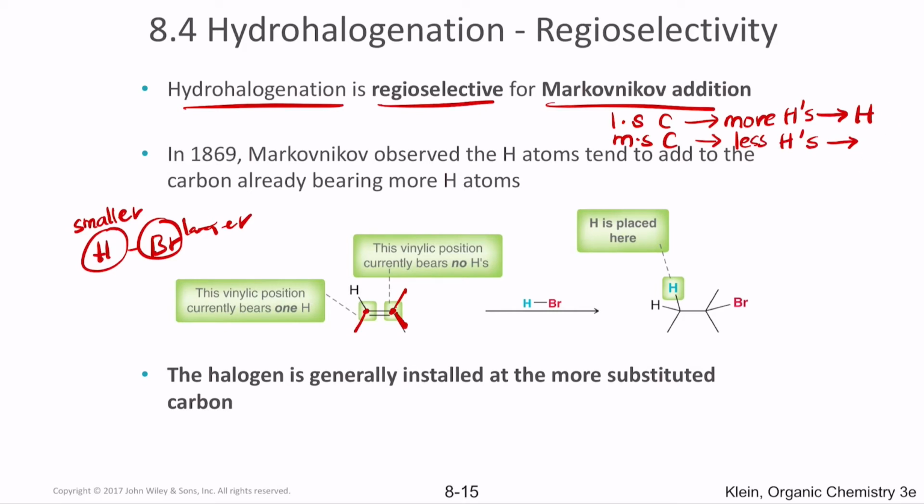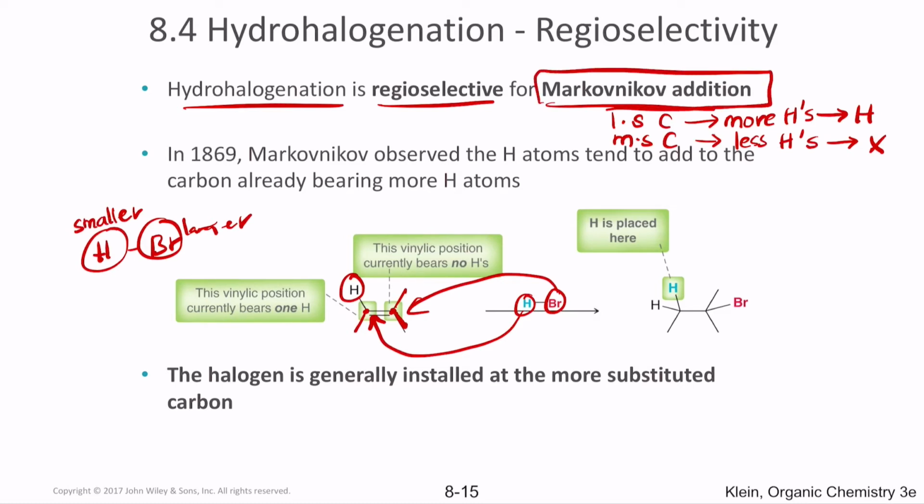So here let's consider that it is X. So the halogen will go towards the side that has less hydrogens. The hydrogen will go towards the side that has more hydrogens. Now here this side has one hydrogen, but this side has no hydrogen. So bromine will go to this carbon and hydrogen will go to this carbon. So this here is an example of Markovnikov addition reaction. In Markovnikov addition, the less substituted carbon will get hydrogen, the more substituted carbon will get the halogen.